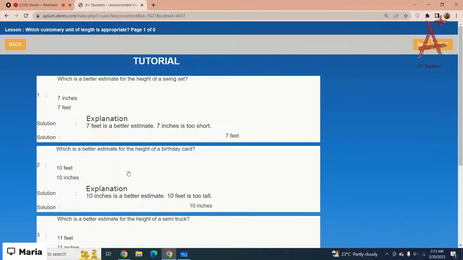Okay, which is a better estimate for the height of a birthday card? Okay, now it's a birthday card. So you need to see which is the correct option, 10 feet or 10 inches. Feet is a bigger unit for a card. That means the length of the card must be 10 inches, not feet. You can relate things to the ruler. A card is about the length of the ruler, so it must mean inches.